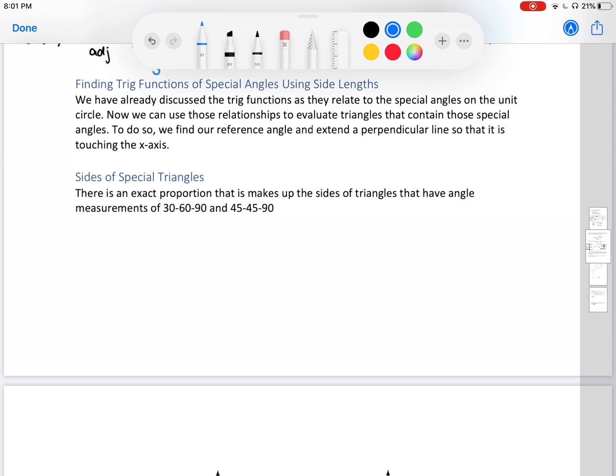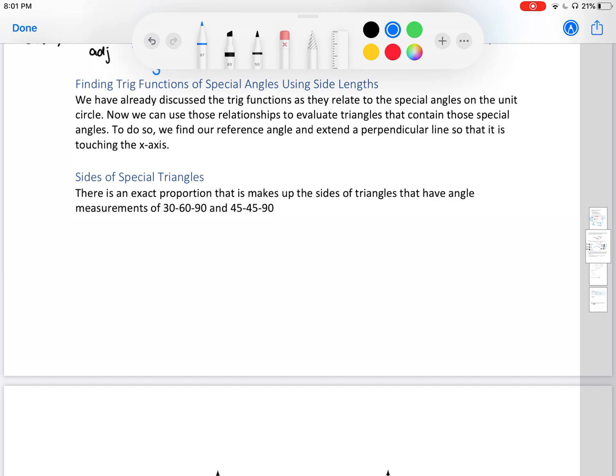Finding trig functions of special angles using side lengths. We have already discussed trig functions as they relate to special angles on the unit circle. Now we can use those relationships to evaluate triangles that contain those special angles. To do so, we find our reference angle and extend a perpendicular line so that it's touching the x-axis.